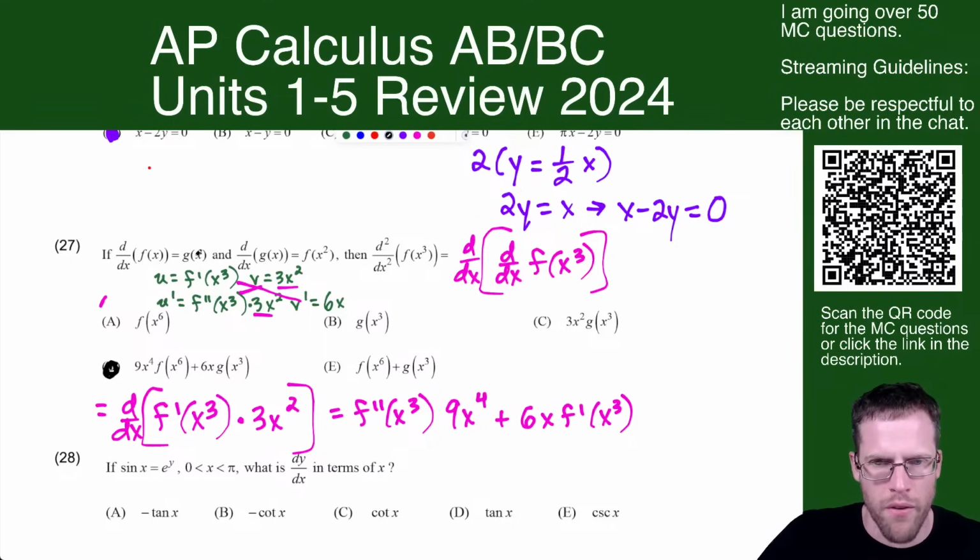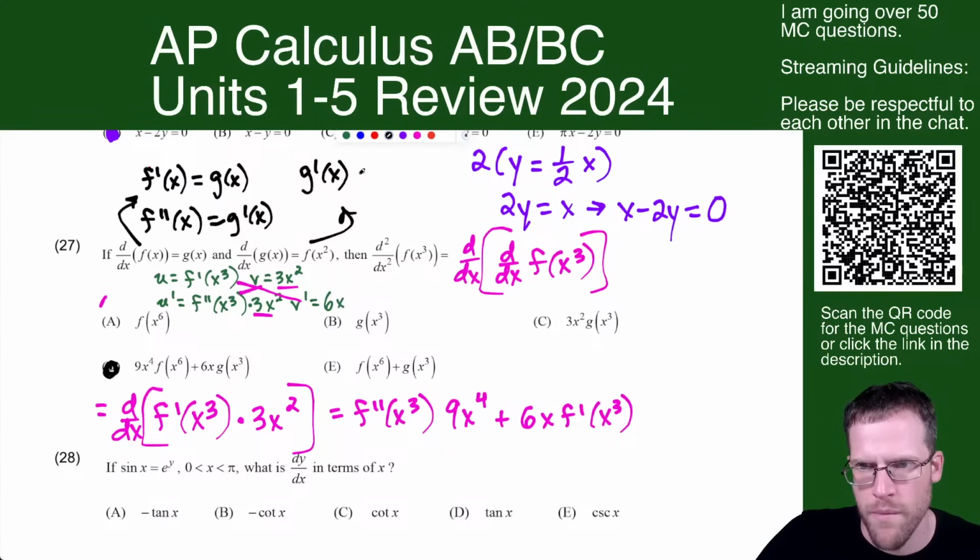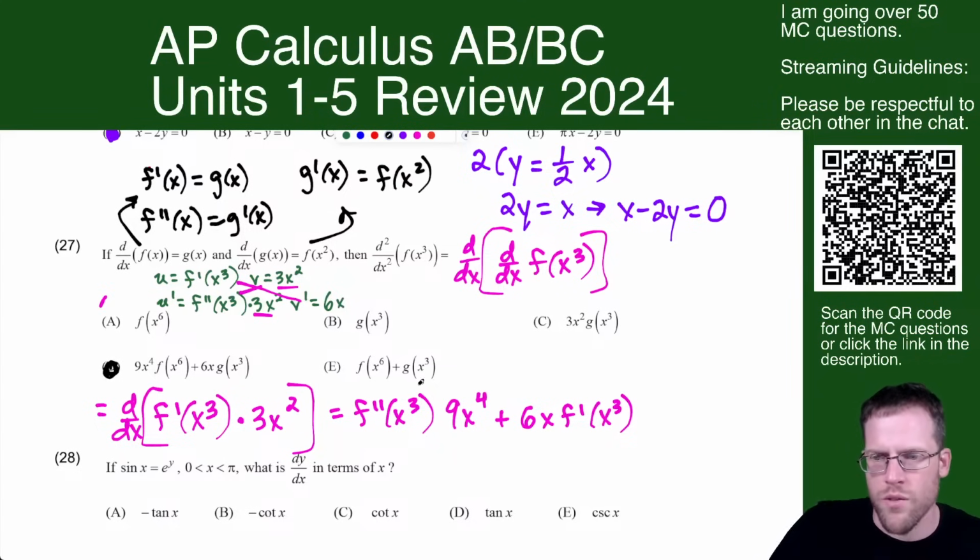So here, the derivative of f is g. They're telling us that f prime is equal to g. Well, if f prime is equal to g, then f double prime is equal to g prime. That's what this is telling us. This one is telling us that g prime of x, the derivative of g, is f of x squared. So watch what happens now.